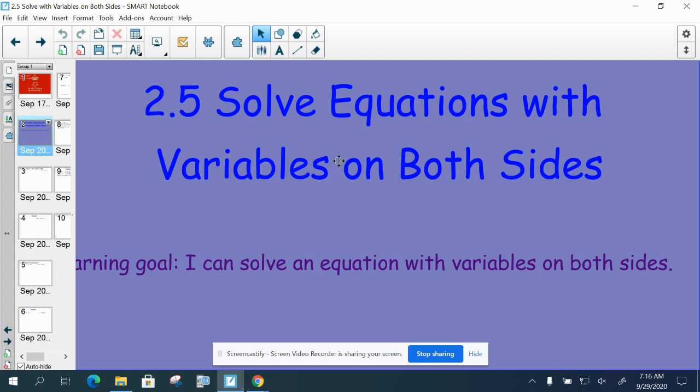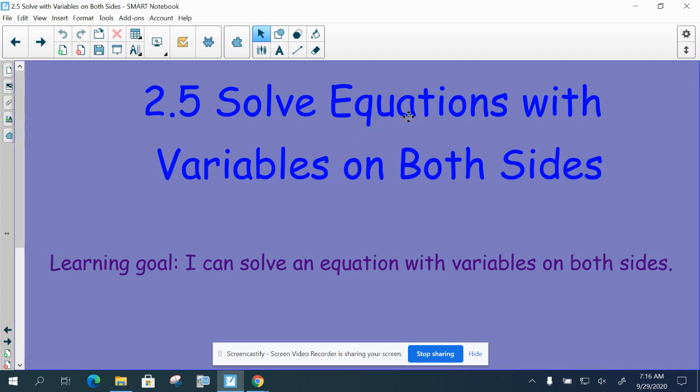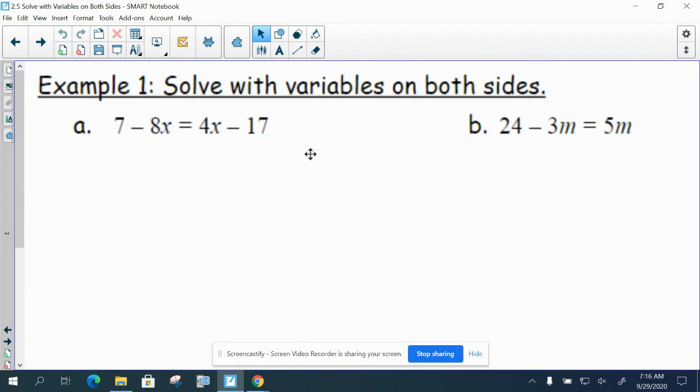Hello everyone. In this lesson, we're going to learn how to solve equations with variables on both sides. So for our first example, we'll start off with something just basic, so no parentheses in these examples. So what we want to do for these is to solve for the variables.